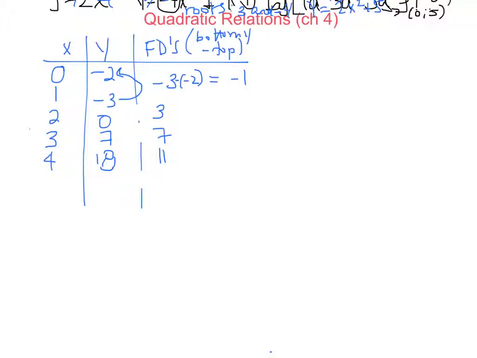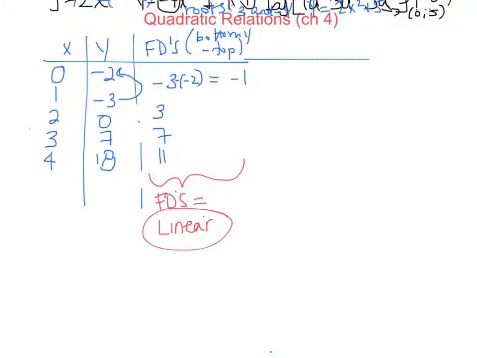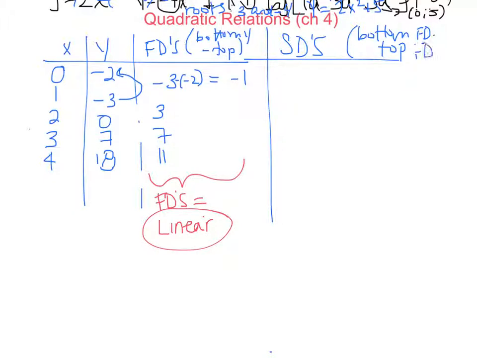If you look at your first differences column and you see that the first differences are equal, that means it's a linear equation or a linear relation. So first differences are equal means it's a line. If the first differences are not equal, then you can calculate your second differences, which means you're going to do the bottom first difference minus the top first difference, just like we did for calculating the first differences. And you're going to say, okay, what's the change going from -1 to 3? Well, I went up by 4. From 3 to 7, I went up by 4. 7 to 11, I went up by 4.